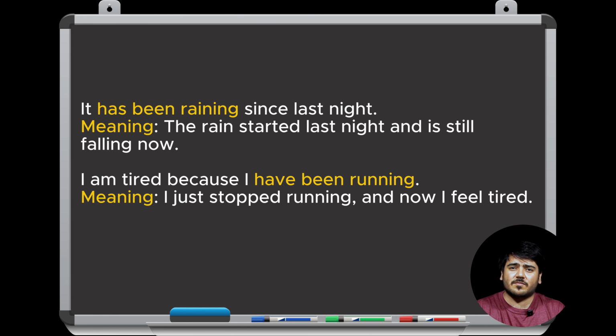Number four, it has been raining since last night. The rain started last night and is still falling now. Number five, I'm tired because I've been running. I just stopped running and now I feel tired.